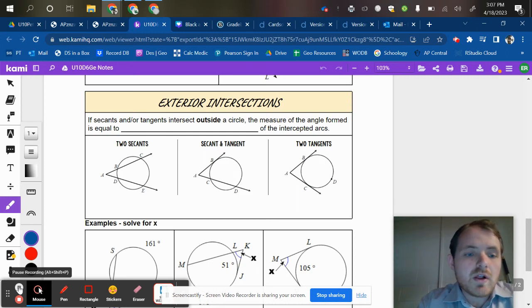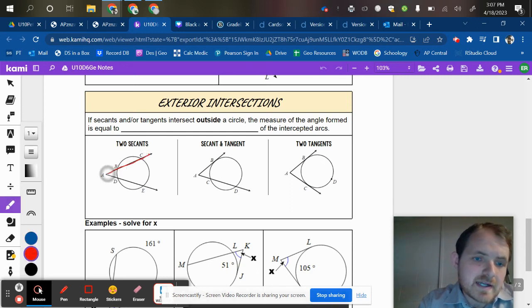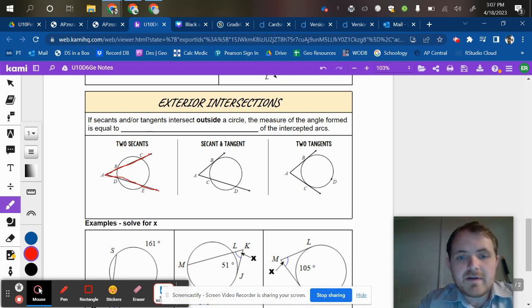So now we have all of our angles happening outside the circle. If I've got two secant lines, they're going to cross outside the circle like that. If I've got a secant line and a tangent, they're going to cross outside the circle. And if I've got two tangents, they will cross outside the circle again. And so we want to see what is the relationship when that angle happens with the two arcs that it creates.